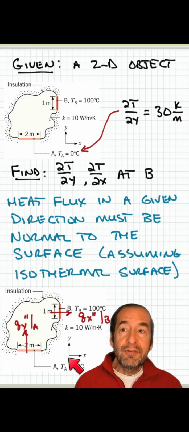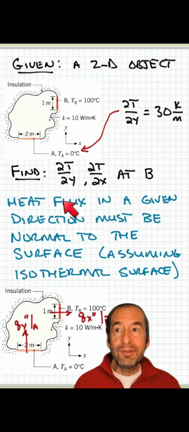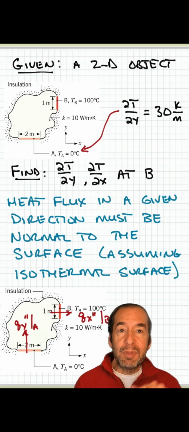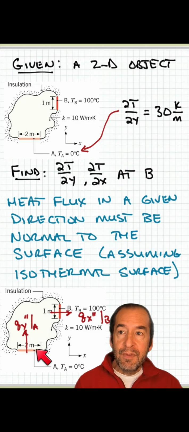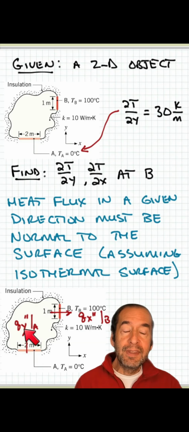The x component of heat flow going from left to right, or a z component if we had one, which I guess we don't because this is a 2D object, but if we did, that would be going into and out of the page. Those will never pass through the surface. They would be passing parallel to the surface. So at surface A, notice that the only component of the heat flow or heat flux that passes through the surface is the y component.